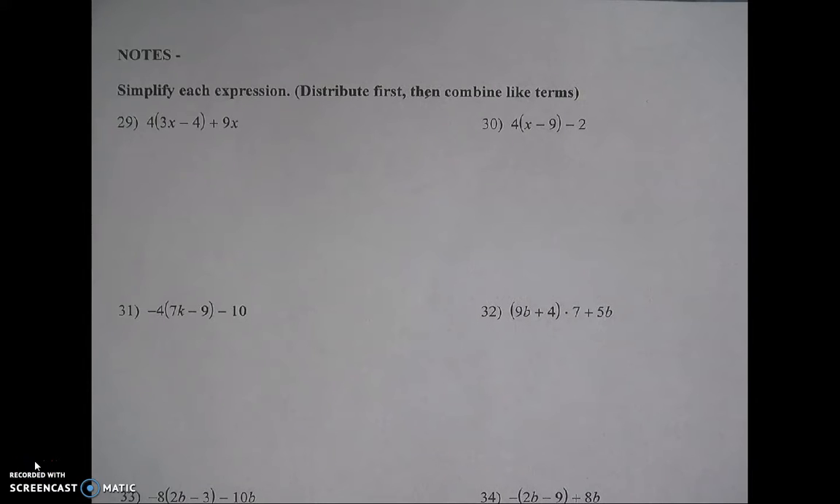Alright, so we've spent some time simplifying some expressions that were kind of basic, and now we're going to start looking at simplifying some expressions that are just a little more difficult. There's just a little more to it. Today's work is basically just going to combine the two different things that we talked about.